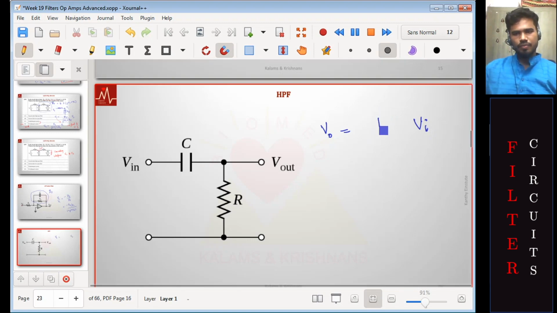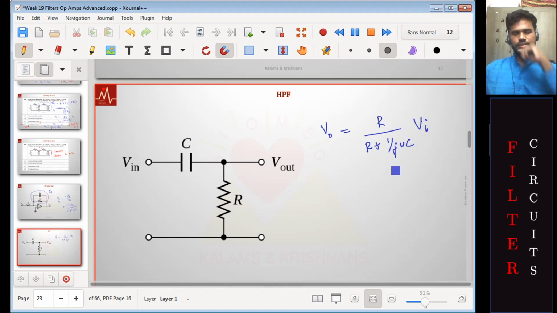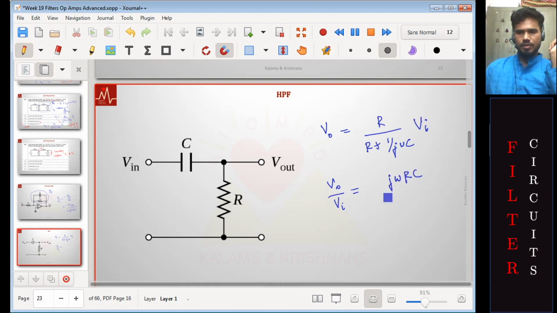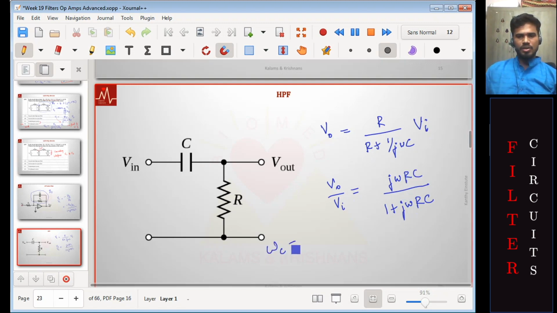So we have R by R plus 1 by j omega C. So your V naught by Vi is j omega RC by 1 plus j omega RC. Notice you can quickly say what is the cutoff frequency, what is omega C. The cutoff frequency is going to be 1 over RC. That is going to be 1 over tau.